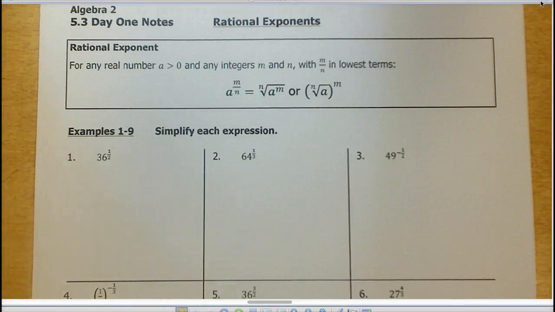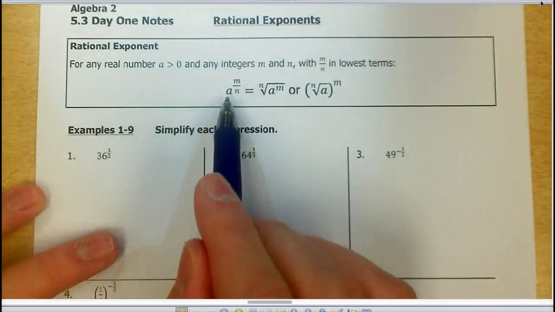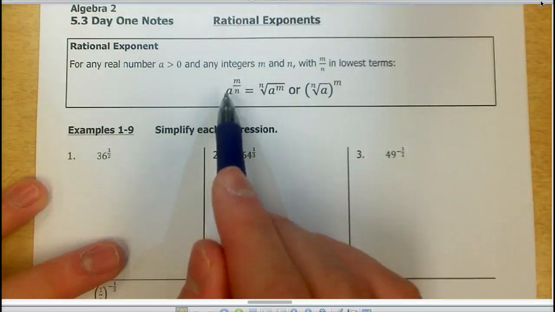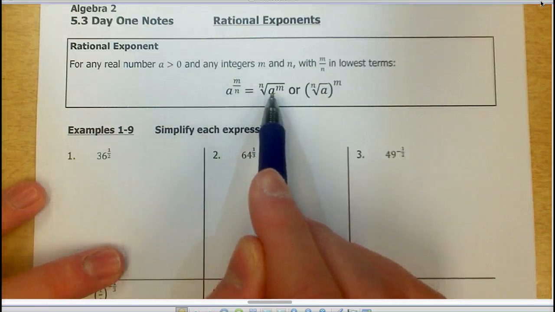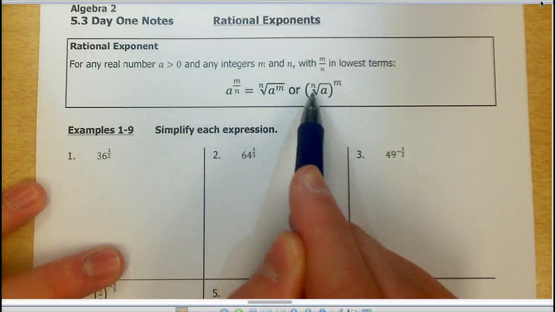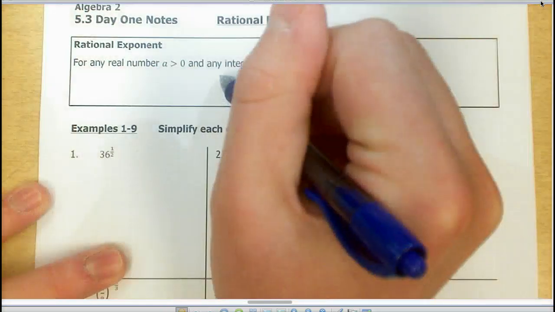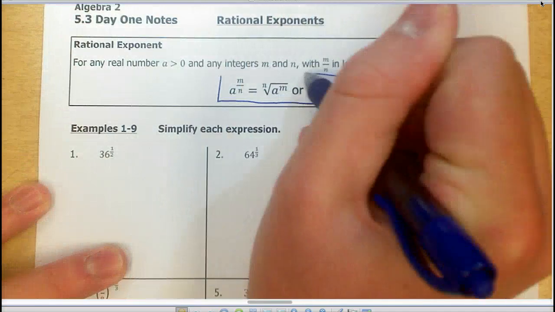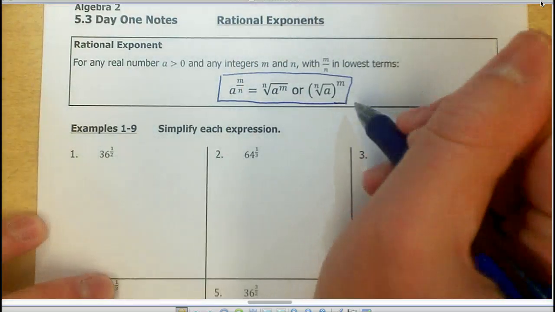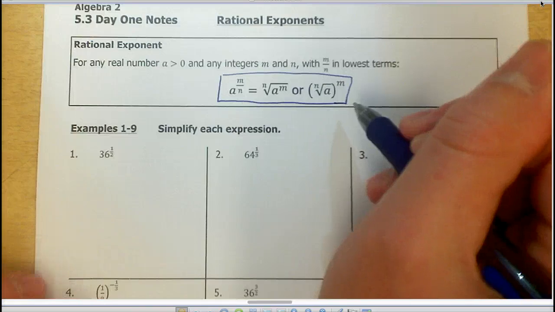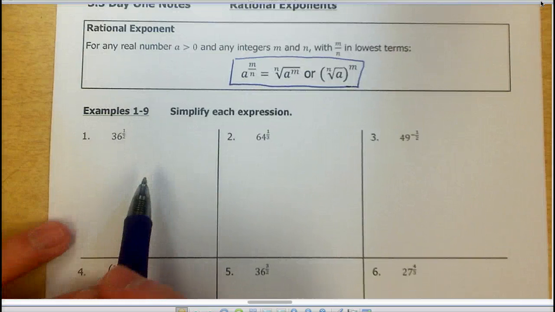The definition of a fraction exponent, you need to know this, is if I have an exponent problem that looks like this, a to the m over n power, then that is defined as the nth root of a to the m, or the nth root of a in parentheses to the mth power. So this right here is a definition. You need to know this rule in order to do the problems in this lesson. This is something that needs to be memorized, this basic definition of what it means to be a fraction exponent. So using this definition, I can simplify each of these problems in 1 through 9 here.